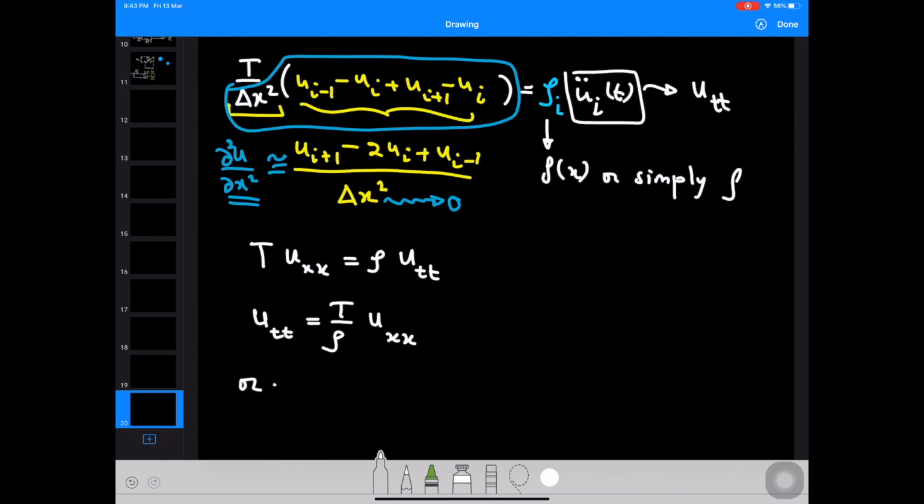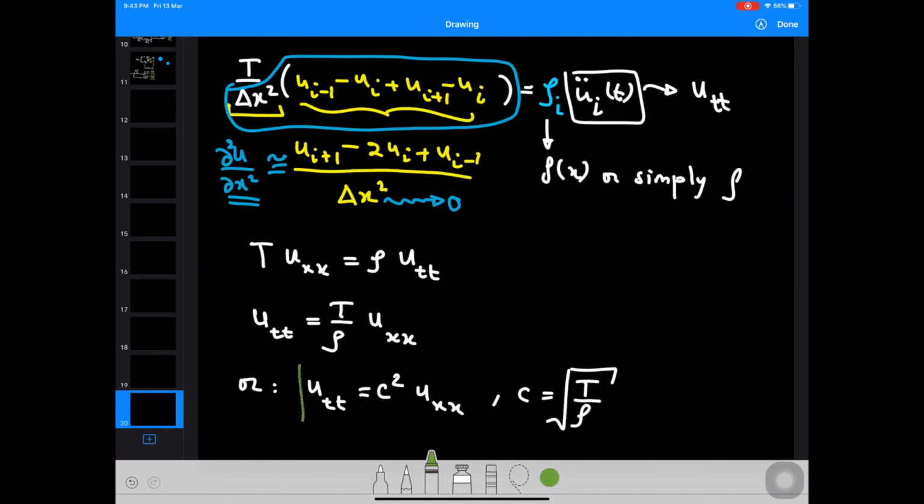Or u_tt is equal to c squared times u_xx, with c squared equal to T over rho, so c will be the square root of the tensile force divided by the density. Now, this is called the wave equation, okay? The wave equation. And c is the velocity or the speed of the wave.